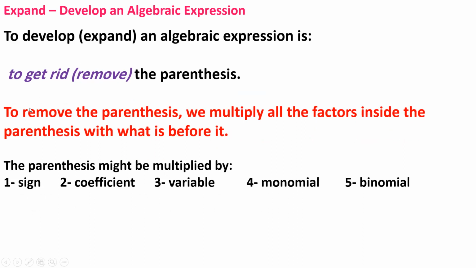How do we remove the parentheses? To remove or get rid of the parentheses, we multiply all the factors inside the parentheses by what is before it. The parentheses might be multiplied by a sign, so everything inside is multiplied by the sign. You might have a number, so everything is multiplied by the number. You might have a coefficient, a sign with a number. You might have a variable or a complete monomial, or the parenthesis might be multiplied by another parenthesis, which we also call a binomial multiplied by a binomial.